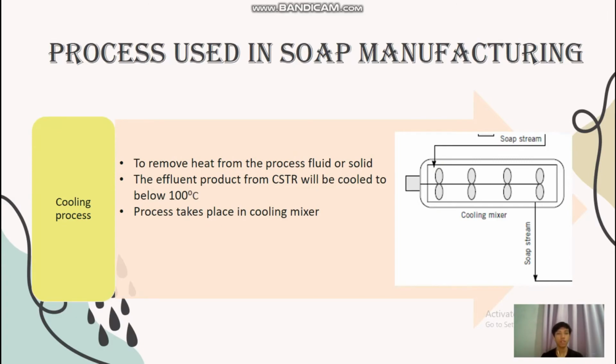Second is the cooling process. The cooling process is a process to remove heat from the processed fluids or solids. The effluent product from the CSTR will be cooled to below 100 degrees Celsius in the cooling mixer by passing it gently across a cooled surface several times.